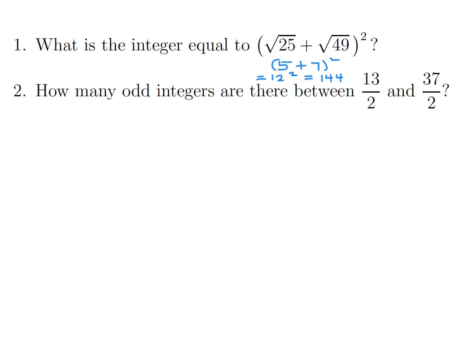How many odd integers are there between 13 over 2 and 37 over 2? 13 over 2 is 6.5, and 37 over 2 is 18.5. So we want to find odd integers in between those numbers. So it would be 7, 9, 11, 13, 15, and finally 17.